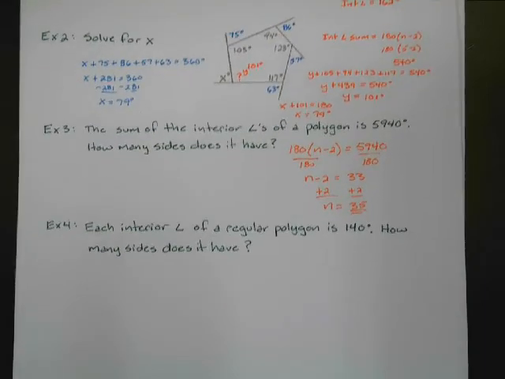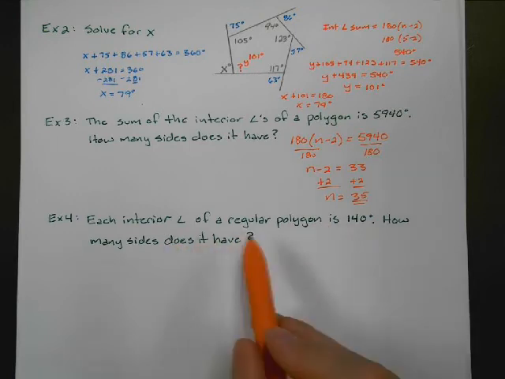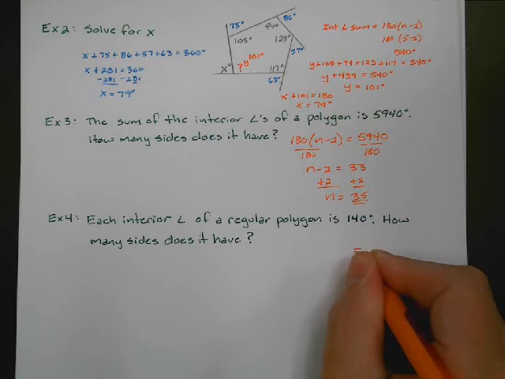Okay, this one says each interior angle of a polygon is 140 degrees. How many sides does it have? All right, now there's two ways to do this one. I'll show you both ways. So basically, we've got a regular polygon, and each of the angles is 140.